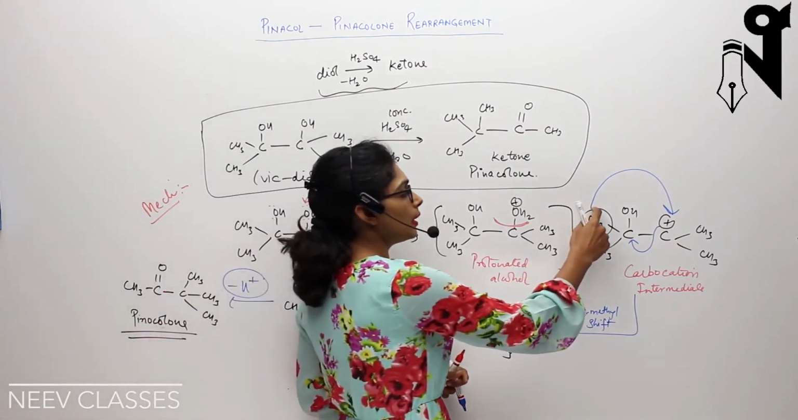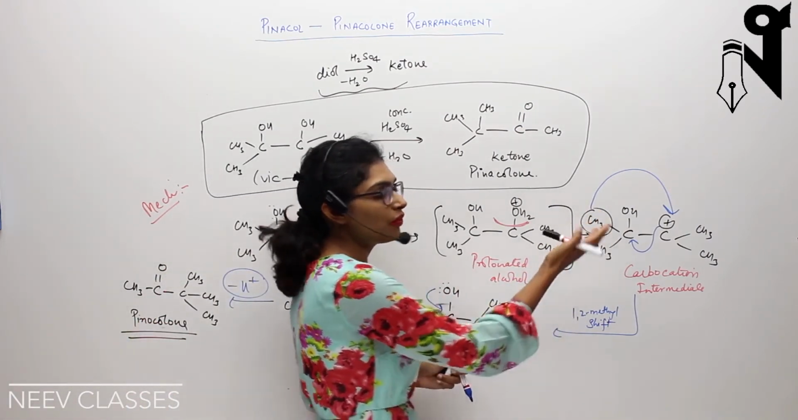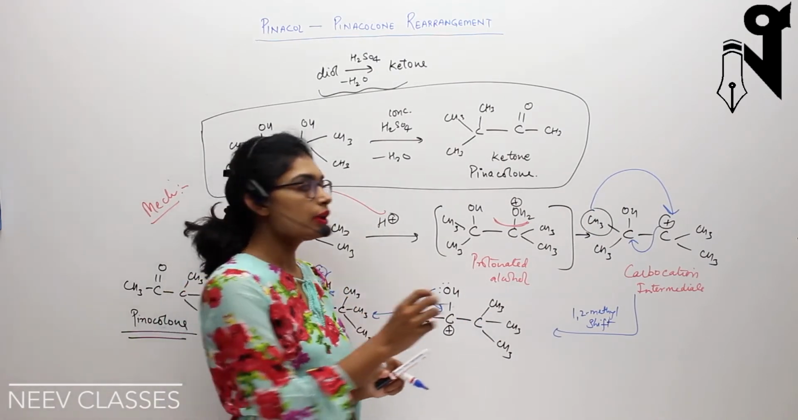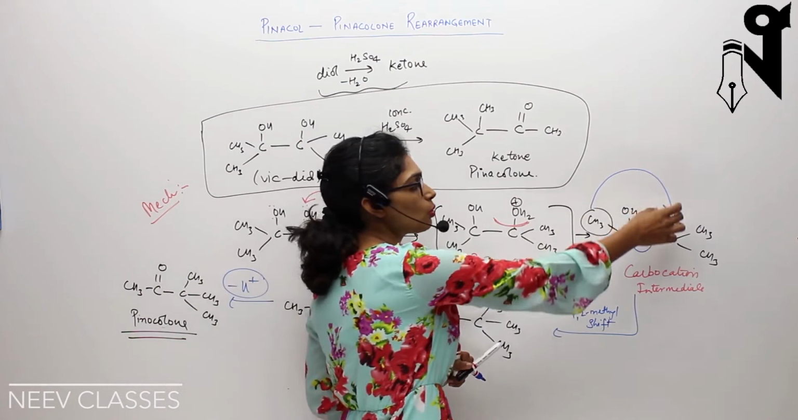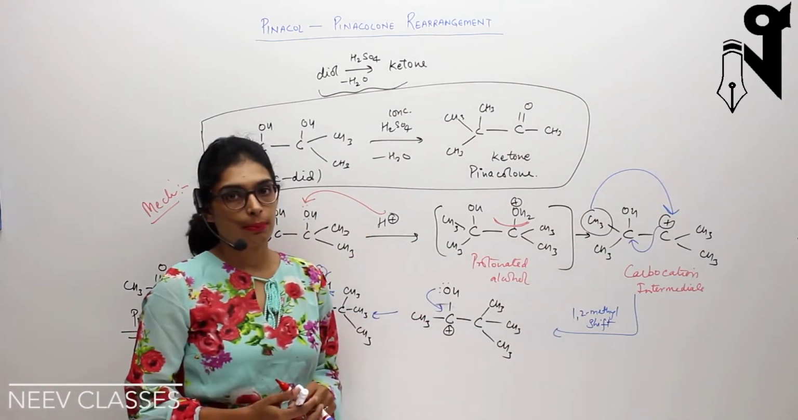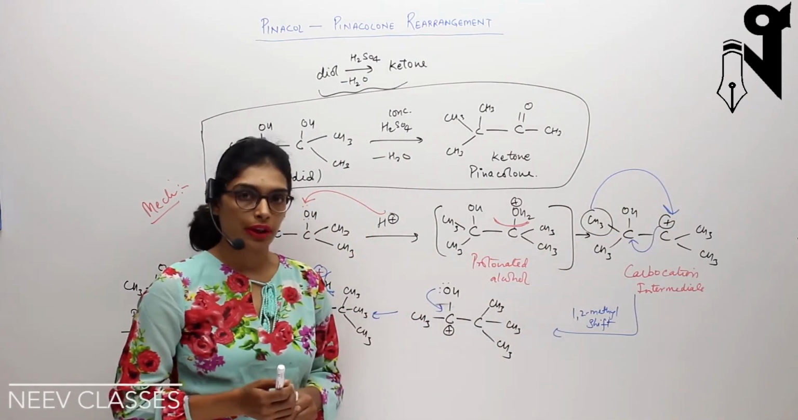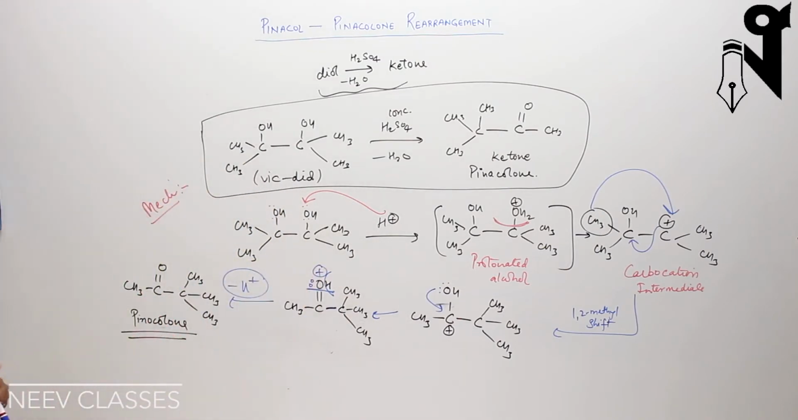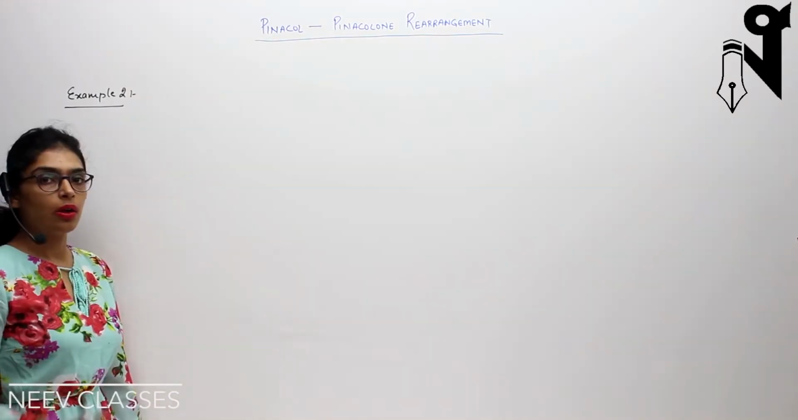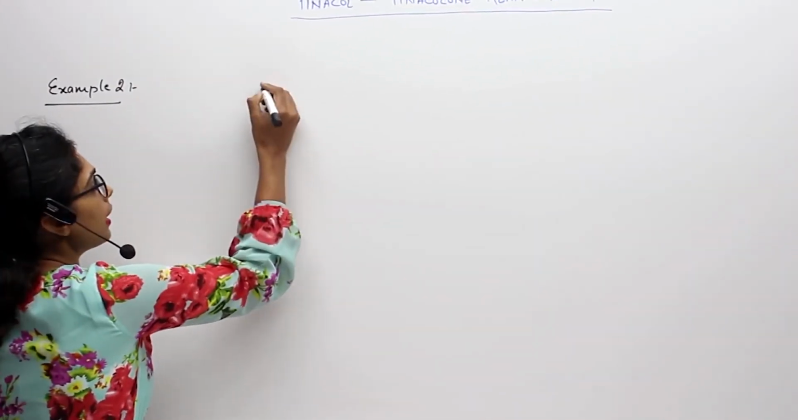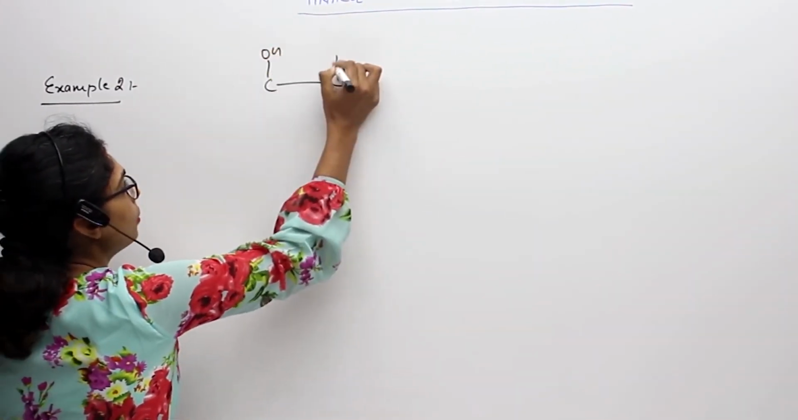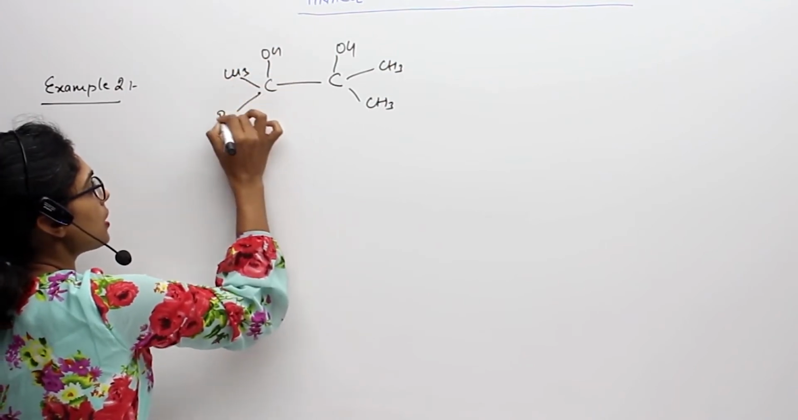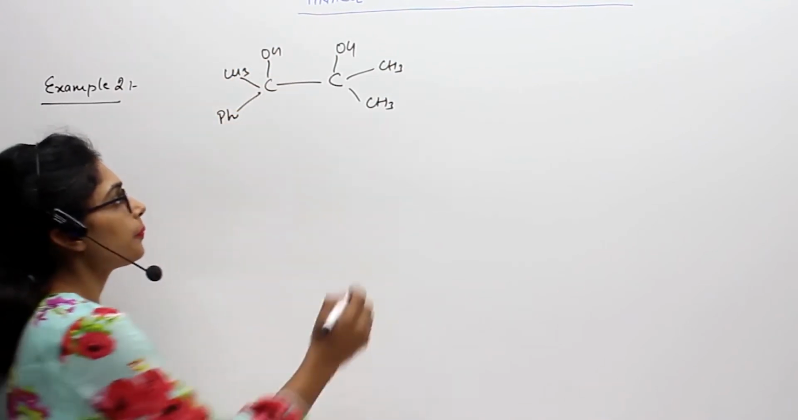Here we have CH3s, but we may have different other species over here, and at that time you have to be very careful while shifting one species from one position to another to make the carbocation stable or to do the carbocation rearrangement. Now let's see the next example. Let's say I have this diol. Instead of both the CH3s, I have put a benzene ring over here.